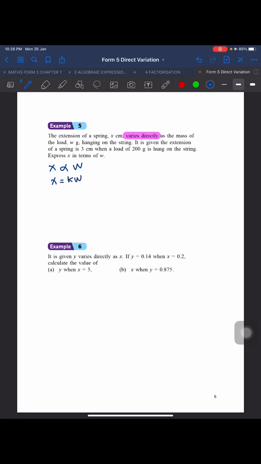Next step, we need to find the value of k. So substitute the values of X and W given from the question. So X from the question is 3 equals k times W, the weight, which is 200 gram. So k equals 3 divided by 200, so we will get 0.015. Then substitute the value of k into the equation. So finally, the answer is X equals 0.015W. Okay, that's it.